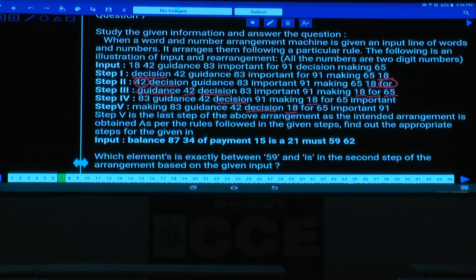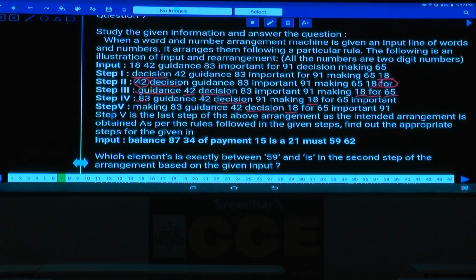And next one, in step 4, what should happen here? Now the numbers should be arranged. What is the next number after 65? 83 was arranged here, and the next word after for will be what? Important, and this will be arranged. And in the next step, the final word and the final number are arranged. Clear now? Can you work out the remaining 5 questions or not? Question number 7 to 13, all these questions are based on the same logic.